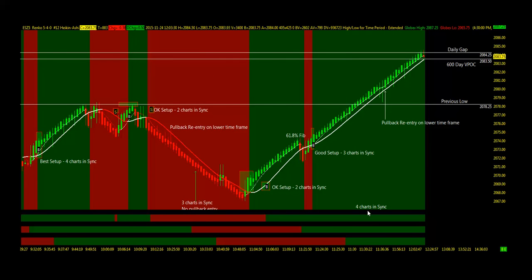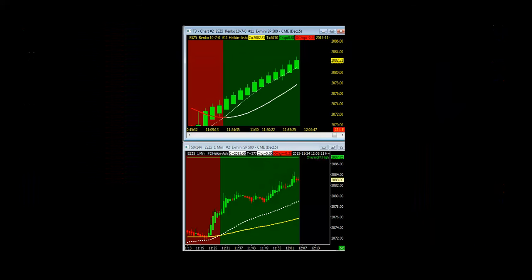Right to the lunchtime hour, we go to the 600-day VPOC and right to the daily gap, and we close out the daily gap. Again, if you were looking for a re-entry because you missed it, you had another pullback re-entry on a lower time frame here. So third best trade of the session on the ES, and there it is, 50 pulling away from the 144 on the market internals with the 10 tick upside.